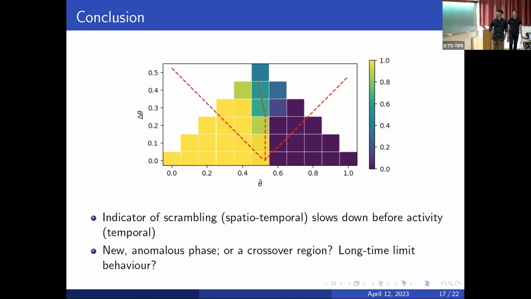And one way to figure out which one this is, is to look at any critical exponents across this transition and to look at the long time behavior of how this region changes as you evolve the system for more and more time. Thanks.